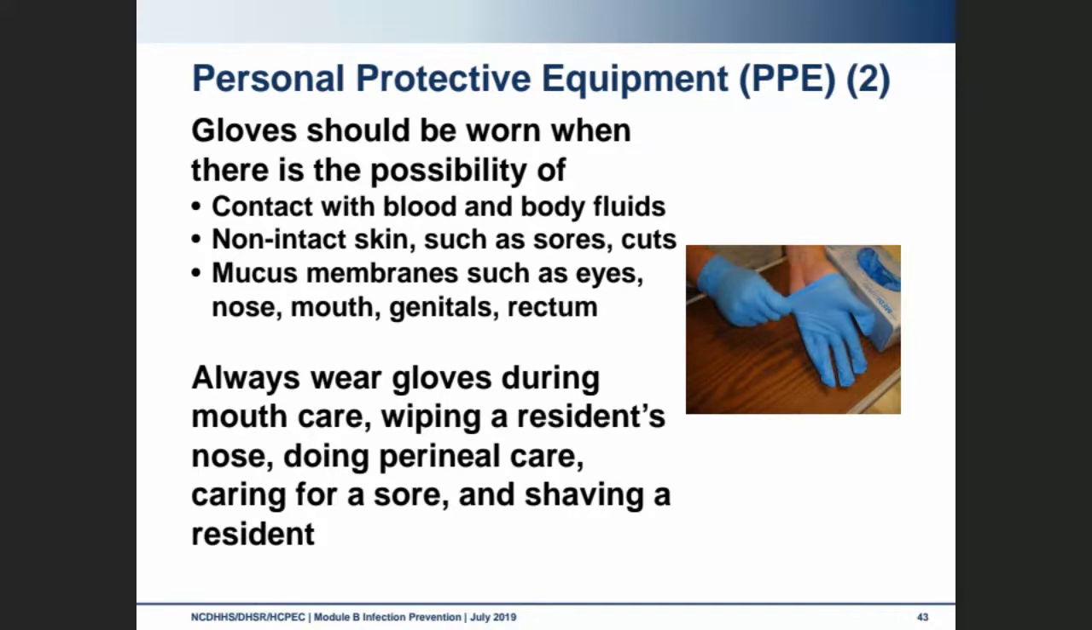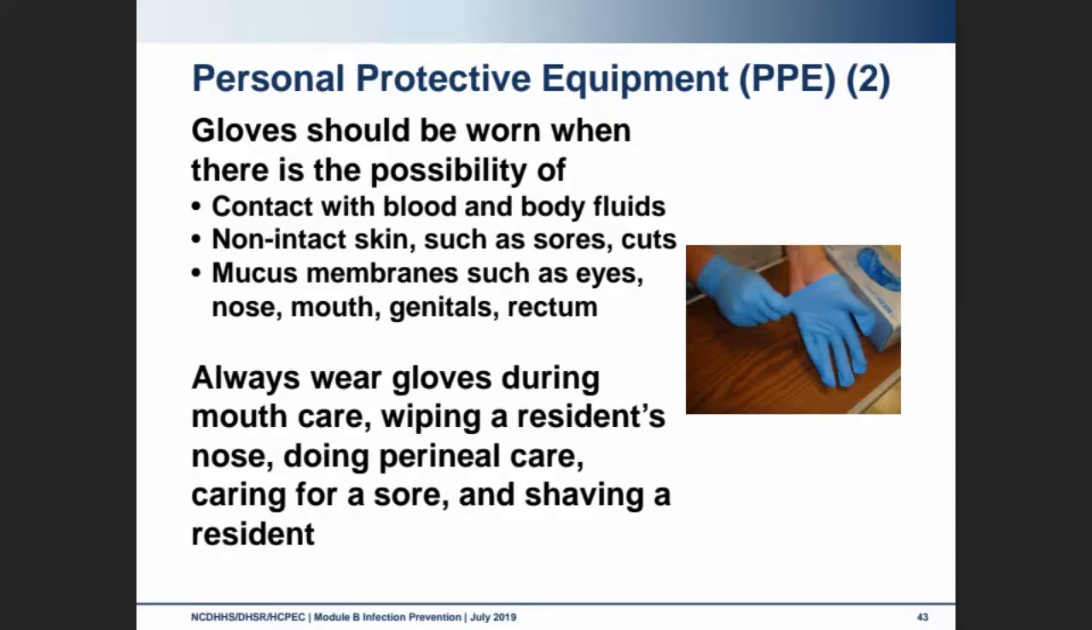So we're going to use gloves when there's a possibility of contact with blood or body fluid, non-intact skin, or mucous membranes. We're always wearing gloves during mouth care, wiping a resident's nose, doing pericare, caring for any kind of sore, or shaving a resident.